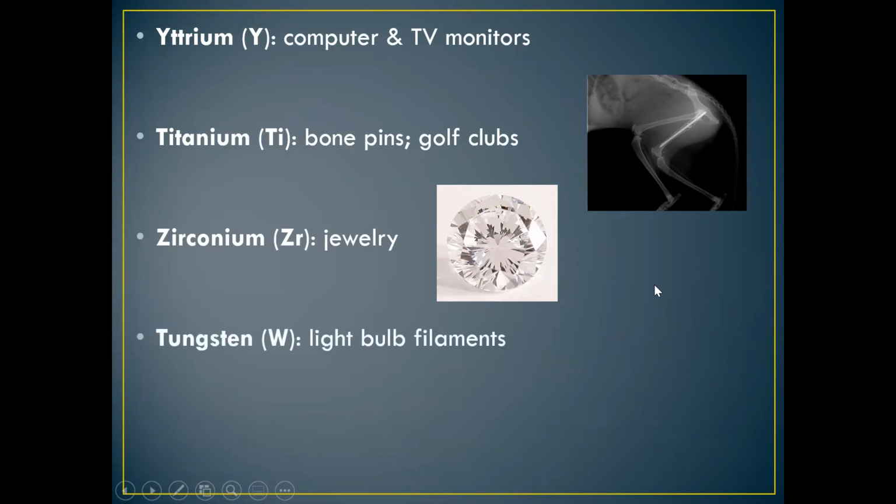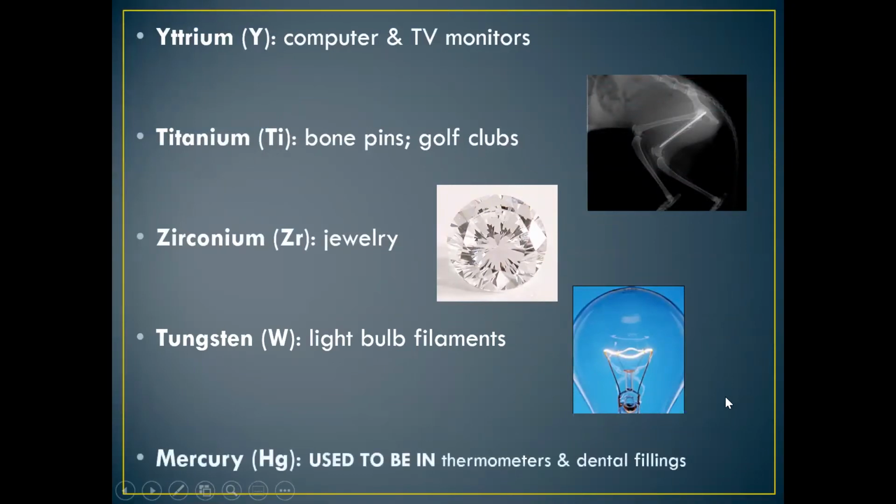Tungsten is a very strong metal. It's found in light bulb filaments, and sometimes it's found in jewelry, usually men's jewelry. It's a little heavier and a little more withstanding of maybe labor jobs that men are more entitled to, I guess. And then mercury, we don't use it anymore because it is harmful, but it was used in thermometers and dental fillings because they could just pour it into the dental cavity and heat it to solidify it, and it was done. But it's harmful, so we don't use it anymore.